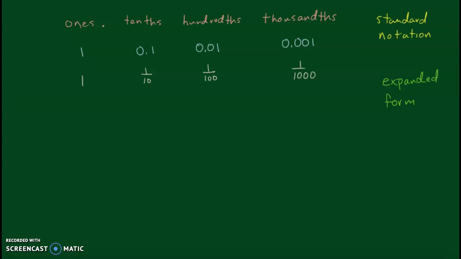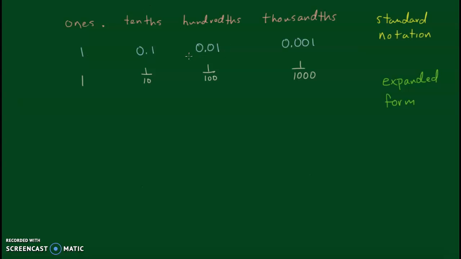Welcome to lesson 4.3, representing decimals in expanded form. As you can see up at the top, I have place values written out. So the ones place, the tenths, the hundredths, and the thousandths place. I also have those written as decimals. So 1, if we wanted to be really particular, it could be 1.0, but we're just going to leave it as 1.